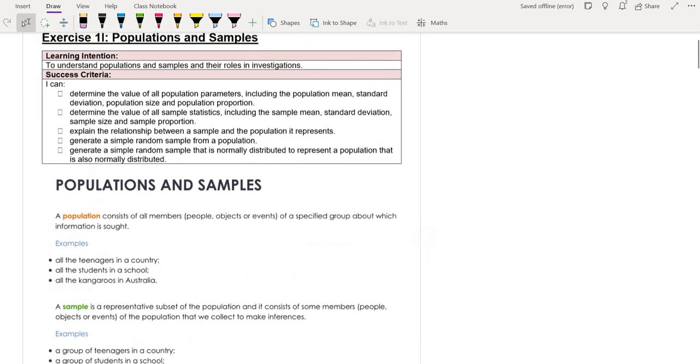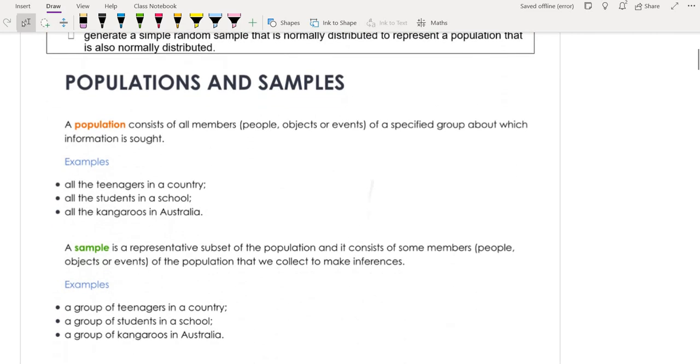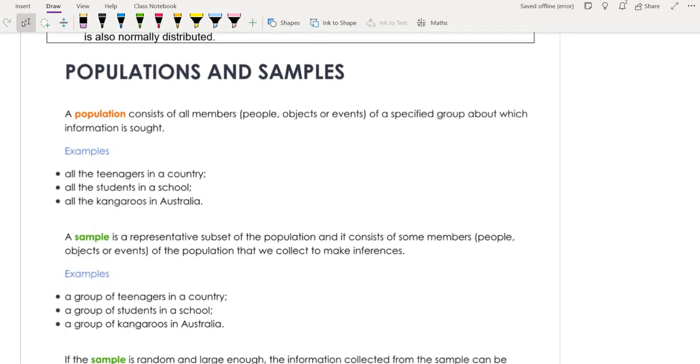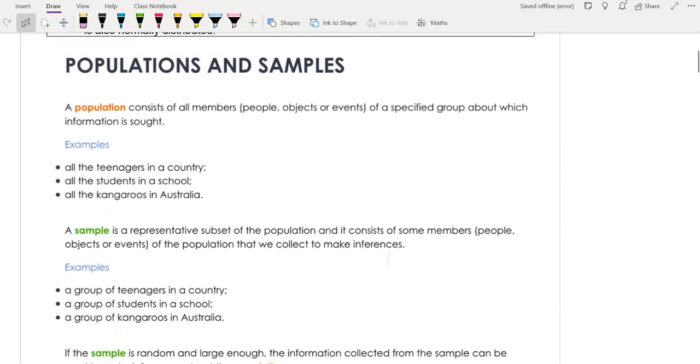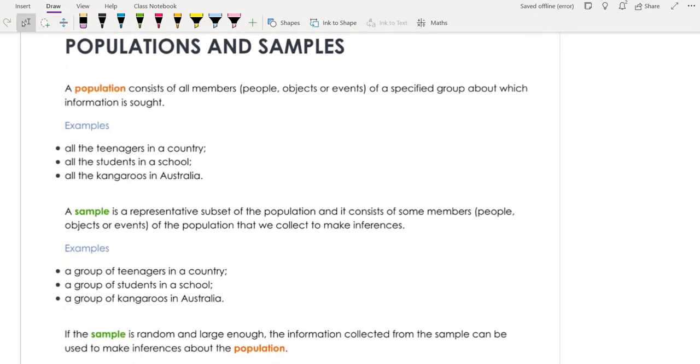So this stuff here, however, is important, and it's something you've done over and over again in statistics from probably year 7. But I'm going to go over it again very quickly and introduce you to some new words and some notations as well. So it's about populations and samples.